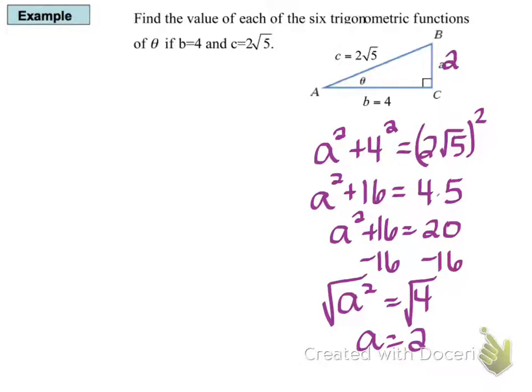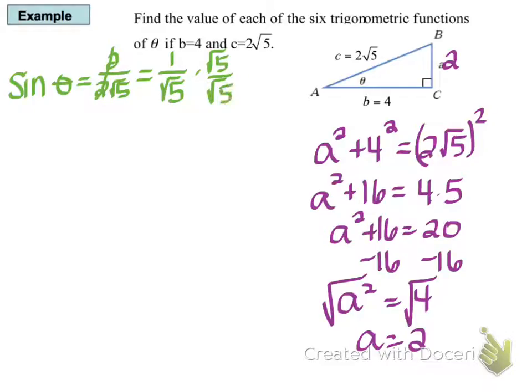Now that we know that, we can go through and find all the 6 trig functions just using SOHCAHTOA and their reciprocals. So sine of theta is going to be the opposite over the hypotenuse, so it's going to be 2 over 2 root 5. The 2's will cancel out, and we'll have to rationalize the denominator by multiplying by root 5 over root 5. So it looks like our answer becomes root 5 over 5.